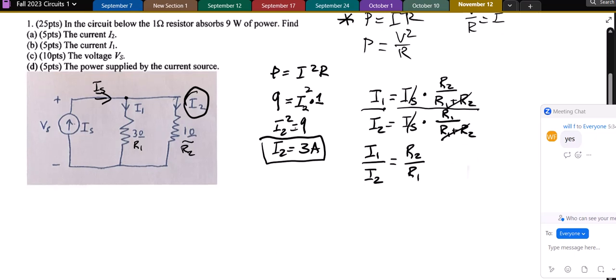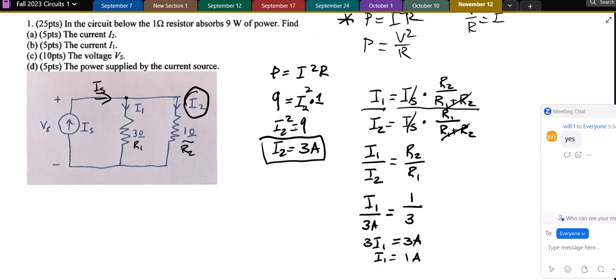So I know I2, we found that was 3 amps. R2 is 1 ohm. R1 is 3 ohms. So 3, just cross multiplying, 3I1 equals 3, or I1 equals 1 amp. So now I have that I1 equals 1 amp.